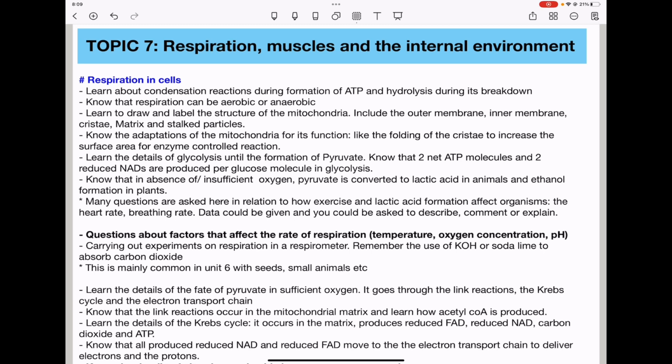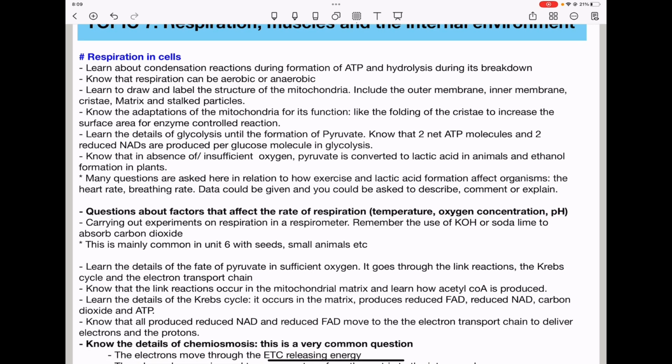You need to know that in absence or in insufficient oxygen, pyruvate is converted to lactic acid in animals and is converted to ethanol in plants. On this note, many questions are asked in relation to how exercise and lactic acid formation affect organisms. For example, they can ask about how it can affect their heart rate and breathing rate. Here, data could be given and you could be asked to describe, comment, or explain.